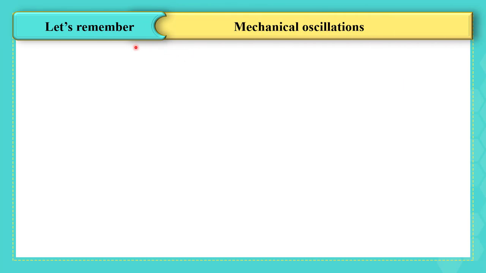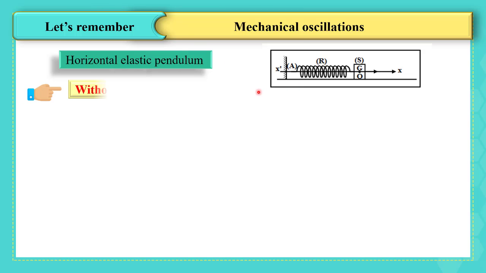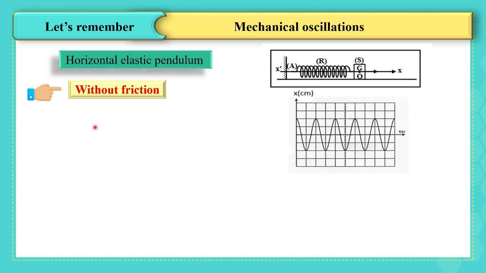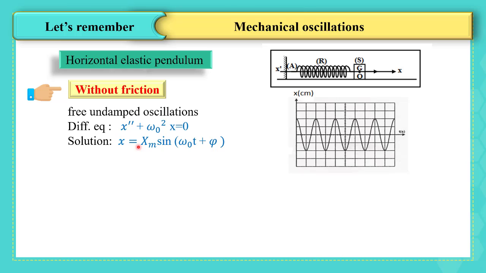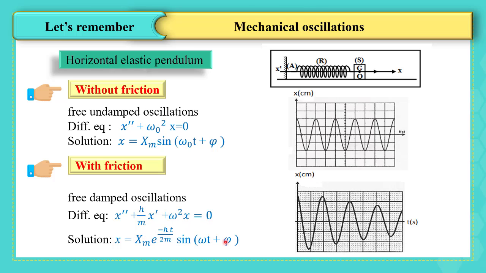First, let's look back at the mechanical oscillations. In the case of free mechanical oscillations where friction equals 0, the differential equation is of the form x'' plus omega 0 squared x equals 0, and the solution is of the form x equals x maximum sine(omega 0 t plus phi), so x of t was sinusoidal. And when friction exists, in the case of free damped oscillations, the differential equation was of the form x'' plus h over m x' plus omega squared x equals 0, and the solution of this form.